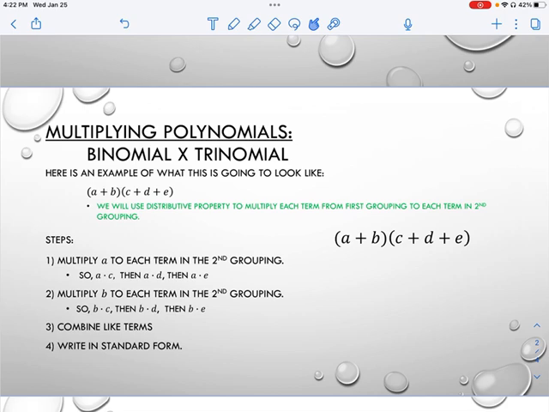So when we look at this process, I have just a generic form over here. What we're simply going to do is we're going to start off with this A right here. And we take that A and we're going to multiply it to C. We're going to multiply it to D. So I have AC. I have AD. Then I'm going to multiply it to E.